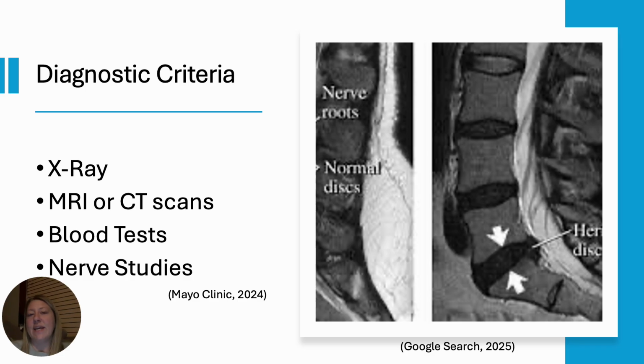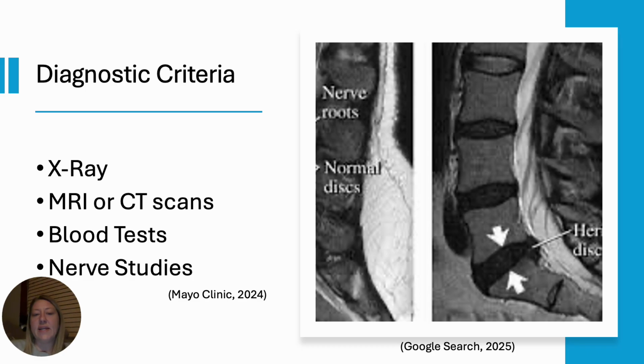These scans can generate images that can reveal herniated discs or problems with your bones, muscle, tissue, tendons, nerves, ligaments, and blood vessels. Blood tests. So when we say blood test, we're just trying to determine if there is an infection or another condition that could be causing the pain.